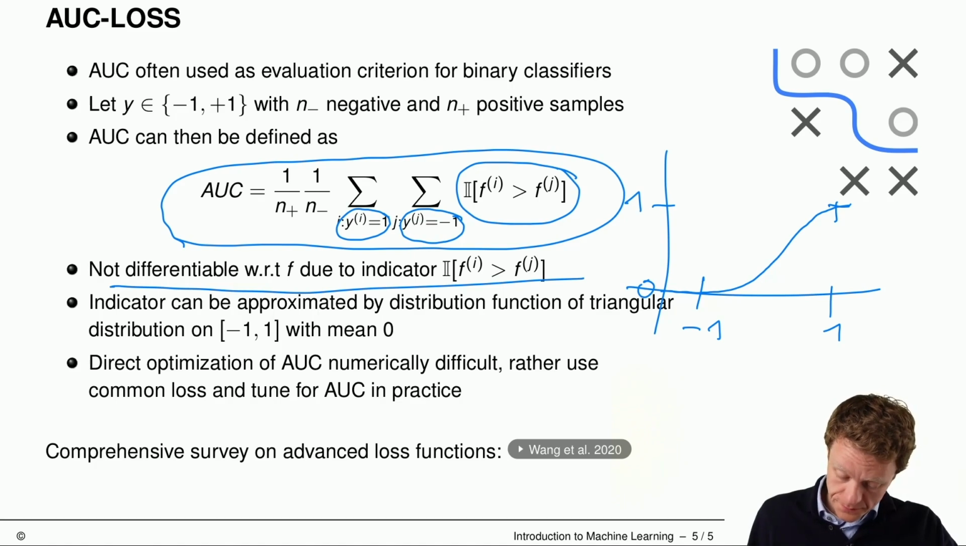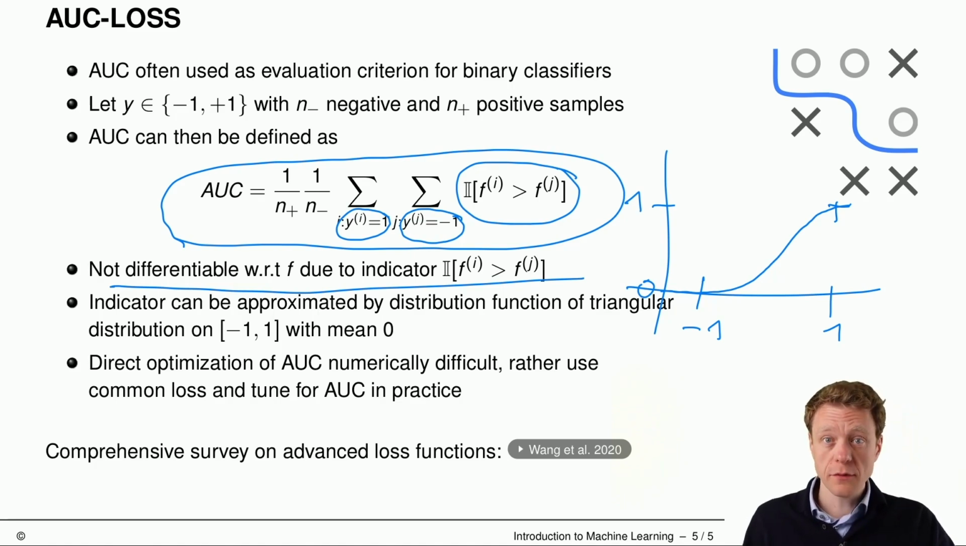The indicator function is of course also 1 there, so it's a smooth approximation of that indicator function, and we could use that, but still it's numerically somehow difficult. I would recommend rather to use some more common loss and to use AUC for tuning, for example. So if you have hyperparameters to tune, you can use AUC for tuning those hyperparameters, but for the ERM part, the risk minimization part, the training part, we would rather suggest you use a rather common loss function or one of these more advanced loss functions that you've seen in this video.